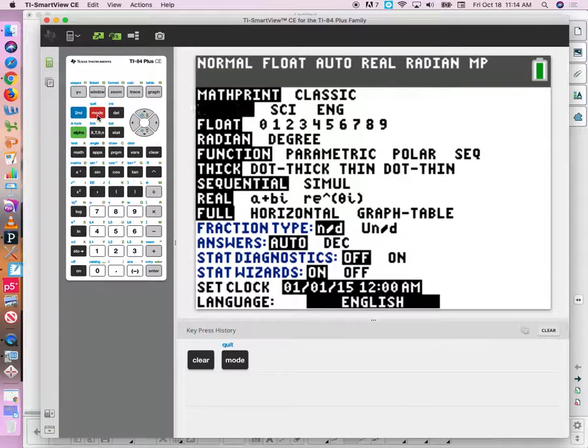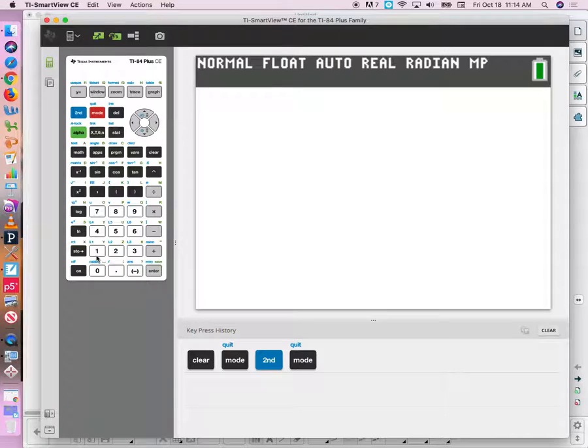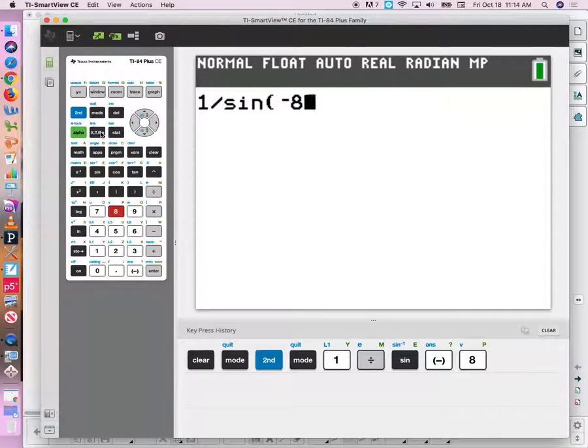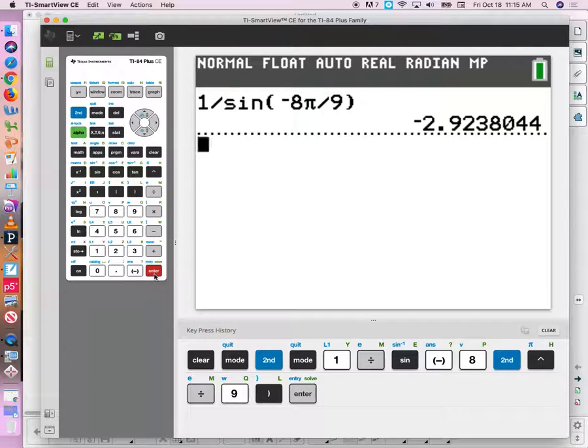So what I'm going to do now is work cosecant of negative 8 pi over 9. I'm in radians. I check my mode. I'm going to say 1 over sine of negative 8. The pi button's right here, second, I can't even see it. Pi over 9. And then everybody should have negative 2.924.